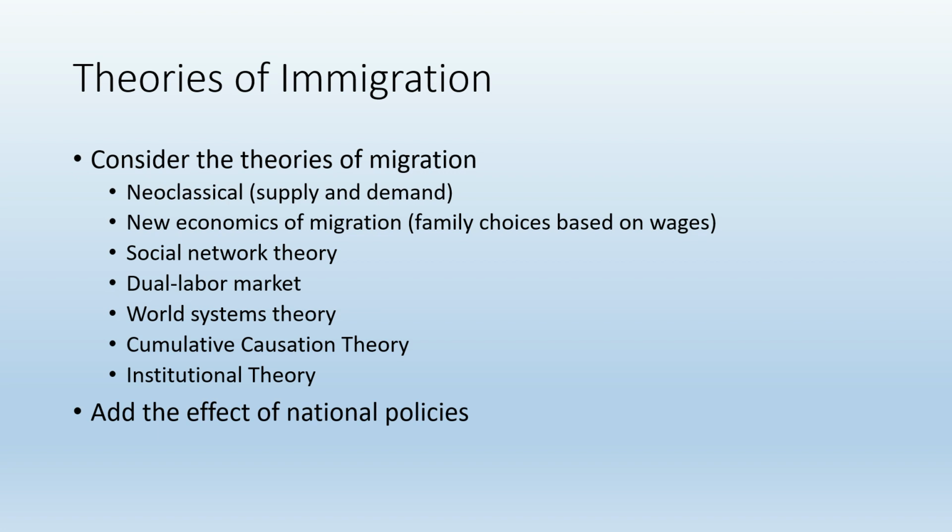Let's consider some of these theories. First, let me outline them here. There's this classic supply and demand theory. There's the new economics of migration theory based on family choices and wages. There's the social network theory, the dual labor market theory, the world system theory, cumulative causation theory, and institutional theories. And then we'll take a look at the effects of national policies on migration.